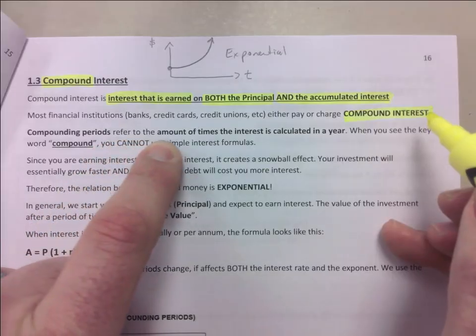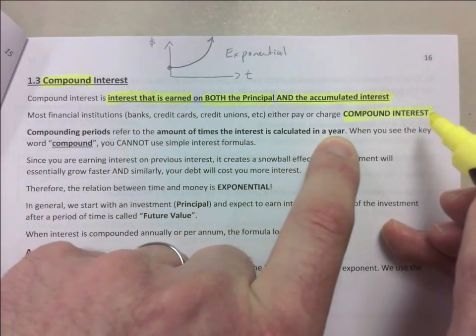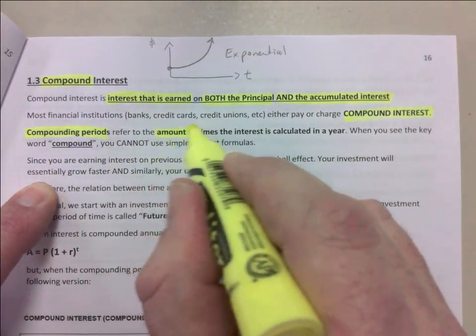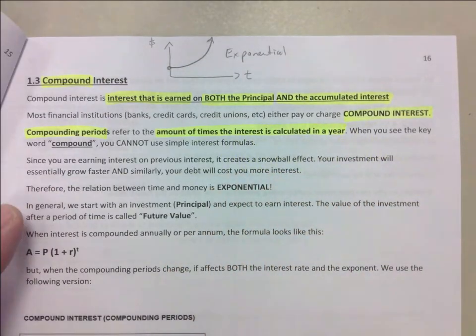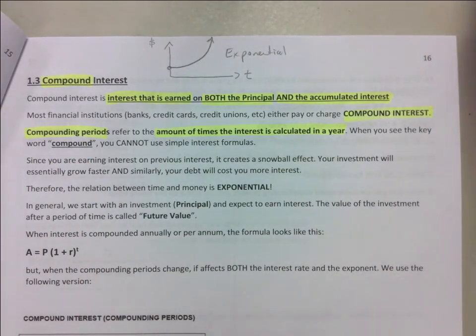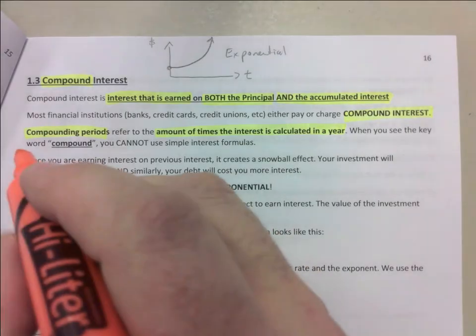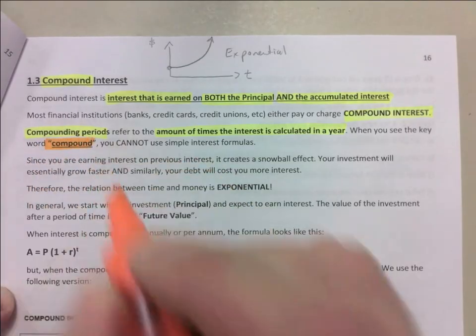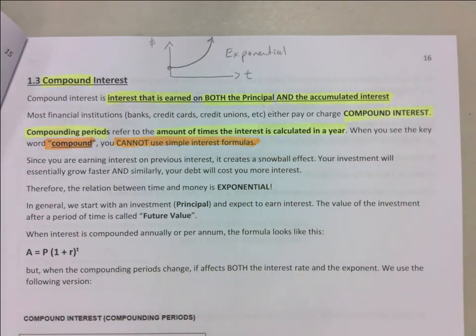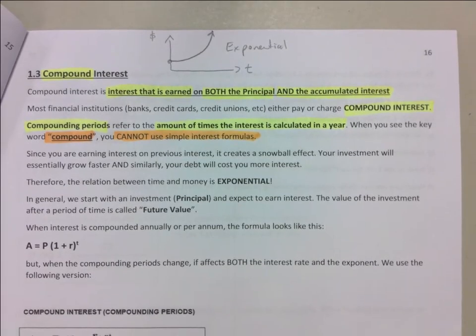Compounding period refers to the number of times the interest is calculated in a year. So if you see the word compound, I'm going to use a different color just to contrast. This is important here. If you see compound, you cannot use simple interest formulas. You cannot. I equals PRT is dead in the water. It doesn't work, okay? You no longer will be using that one.